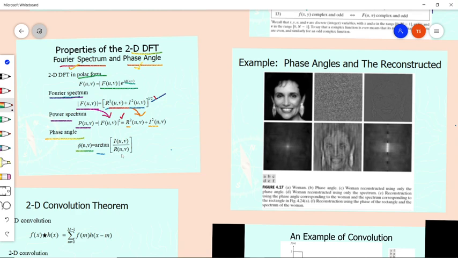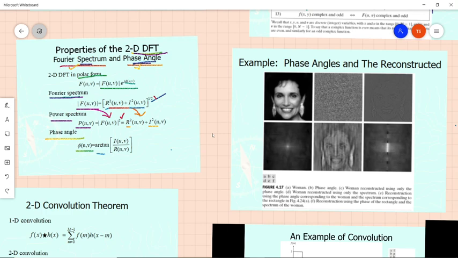Okay, now by using the Fourier spectrum and phase angle, what are the outputs we will get? What is the application of the Fourier spectrum, and what is the application of the phase angle property of the 2D DFT? Now we will see with an example.